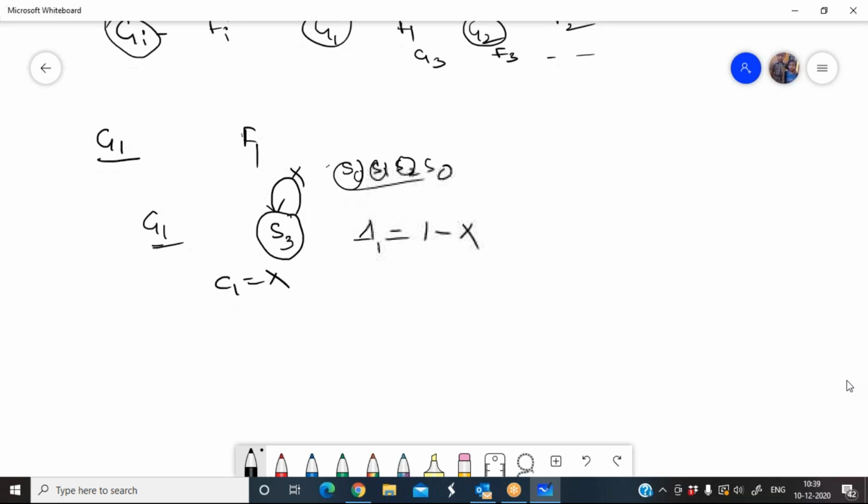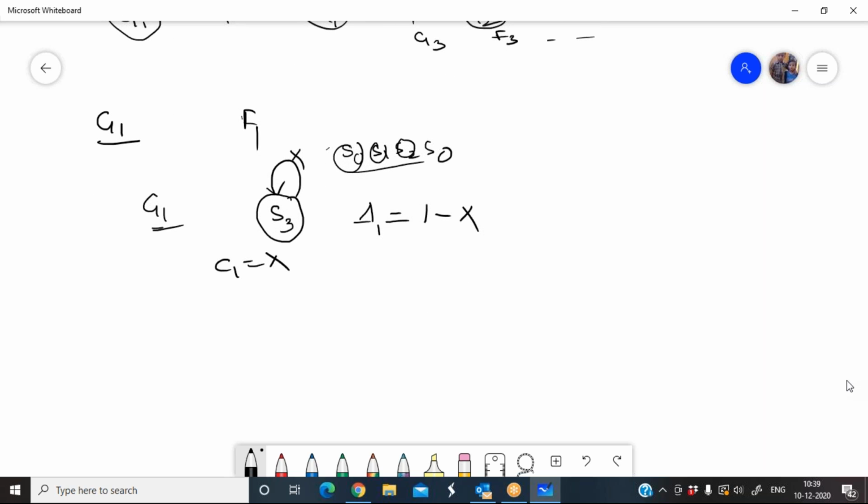Yes, sir. Now coming to G2, because another forward path is there. Now you have to draw the G2. In order to draw the G2, you have to remove the states in the second forward path. What are the states in the second forward path? S0, S1, S3, S2. That means you have to remove S0, S1, S3, S2.